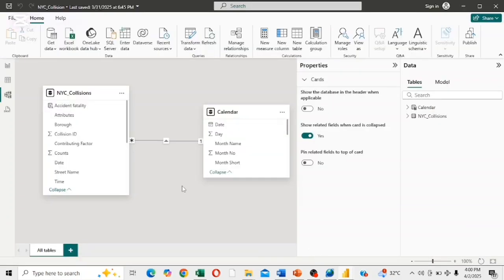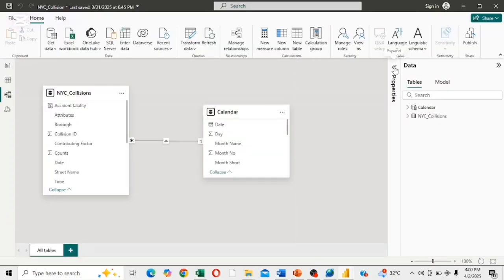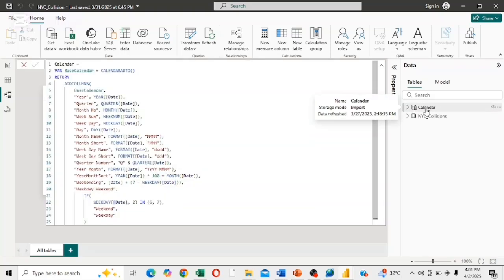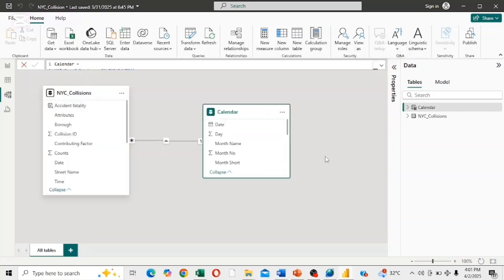In my data view, you can see that I have two tables. Okay, so this second table, I used a DAX measure to do it, and this is the DAX formula for that calendar table. So I created a calendar table for my dates for ease in visualization, and I modeled it to my main table by a one-to-many relationship.